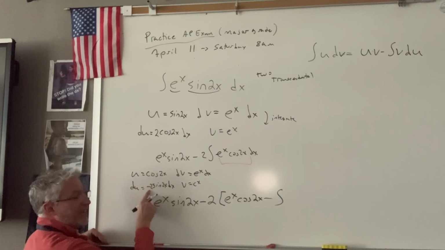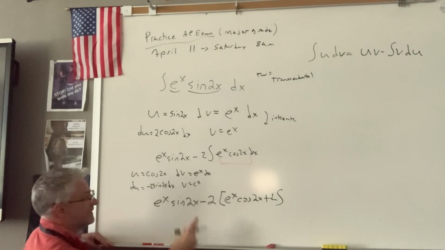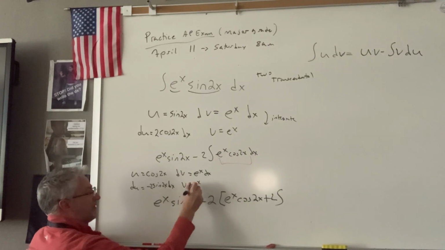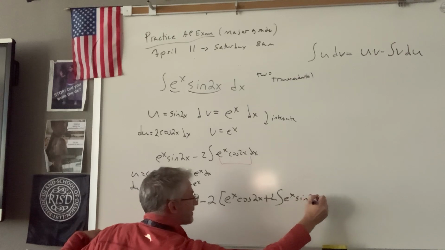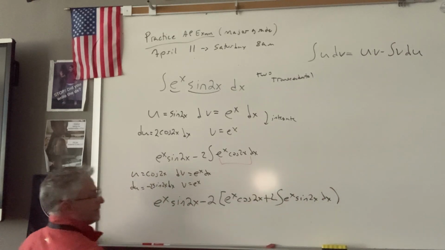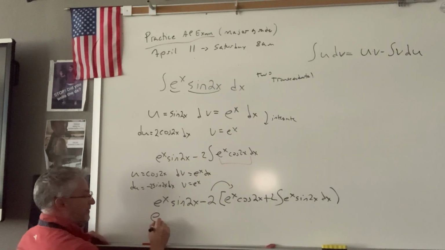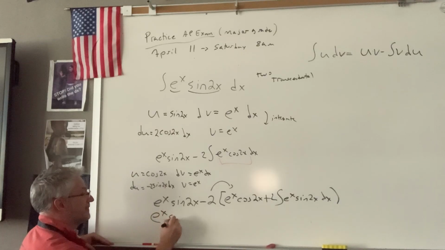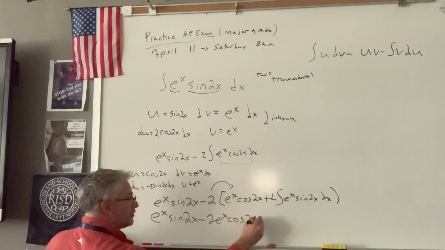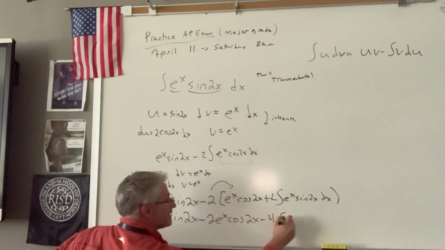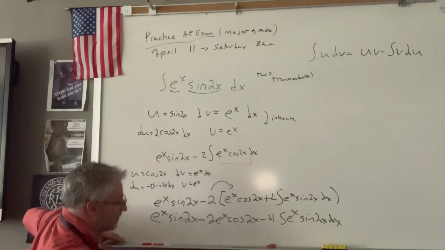But notice we got this negative 2 out here. We have to factor, plus 2. Easy, right? Times, and the leftover e to the x, that's an e to the x, times the sine of 2x dx. All right. I'm going to clean this up by distributing that negative 2. And I get the following. E to the x sine 2x minus 2e to the x cosine 2x minus 4 times the integral e to the x sine 2x dx. All right. Here we go.